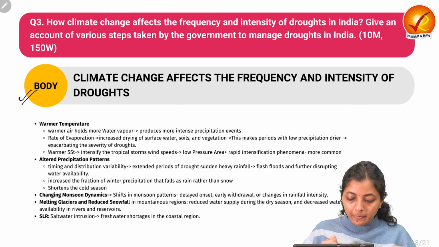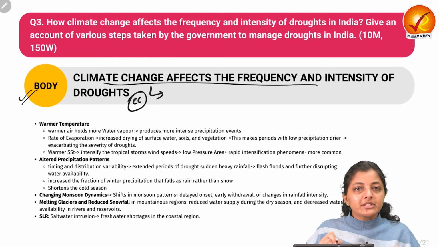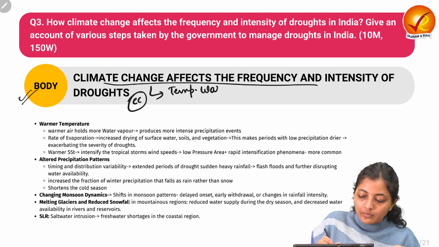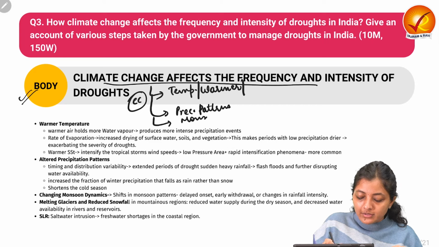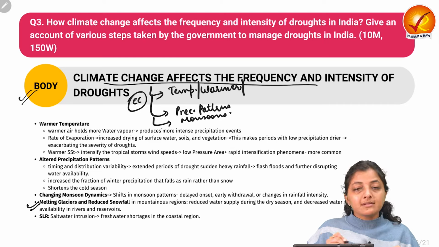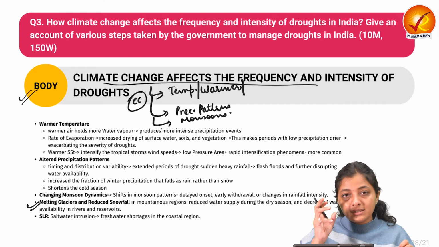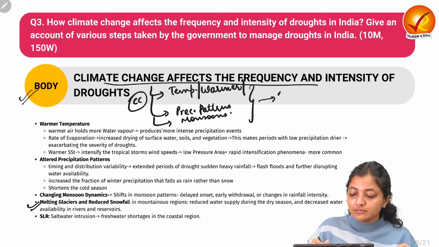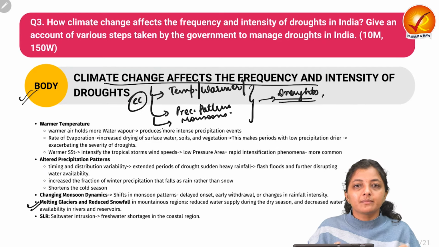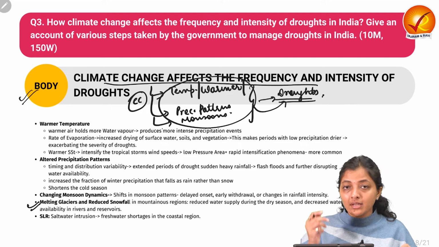Next comes the body, that is, how climate change affects the frequency and intensity of droughts. So the very first thing climate change has done is temperature warming. Next, it has changed the precipitation patterns. It has impacted the monsoons. Then it has resulted in the melting of glaciers, and lastly sea level rise. So these are the major components that climate change has impacted. In this, we now have to connect how these parts impact droughts, intensity and frequency. So first we should know what climate change has done. Then we should connect it with drought intensity and frequency, and how this has been impacted.